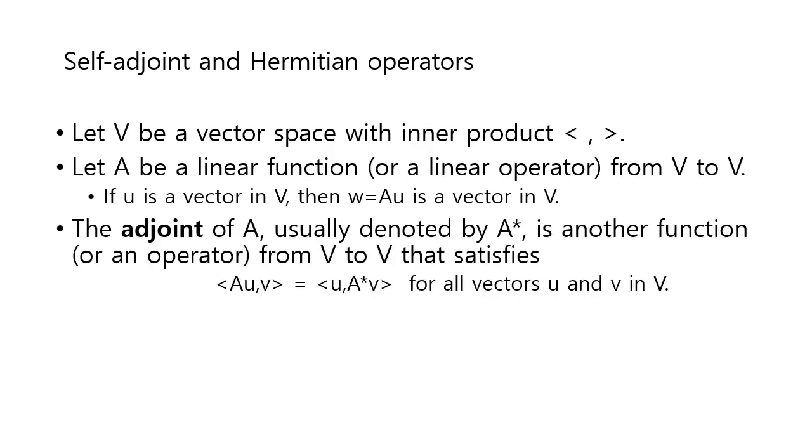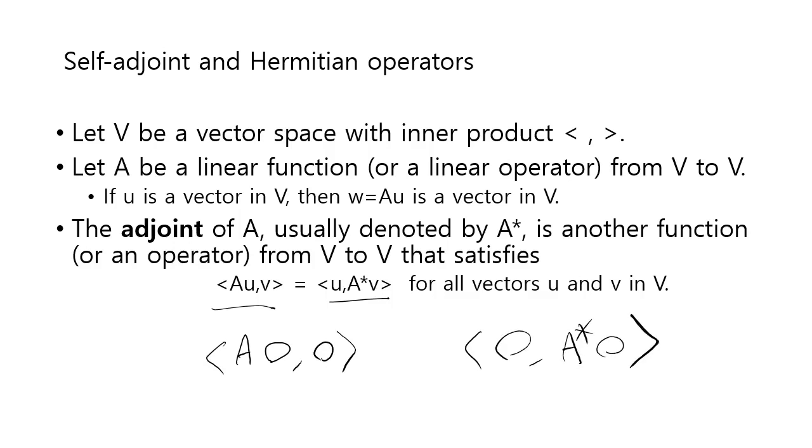Now, when you have a vector space with an inner product and a linear function, the adjoint of A, which is usually denoted as A star, is another function from V to V that satisfies the following equation: <AU, V> is the same as <U, A star V>. If this is true, in other words, no matter what kind of vectors you feed in, if this one and this one are the same for another linear function A star, then you say A star is the adjoint of A. In other words, the adjoint allows you to move one operator to the other slot.